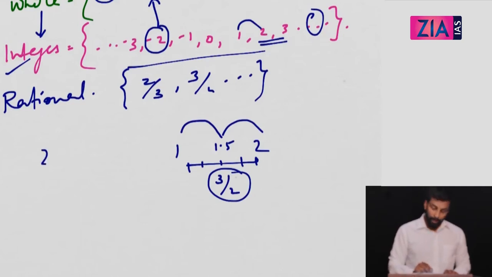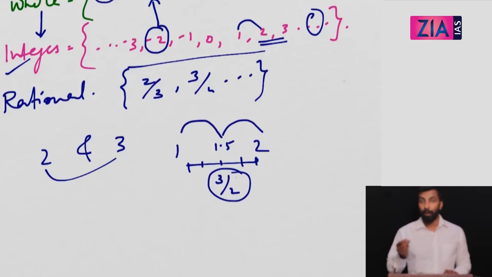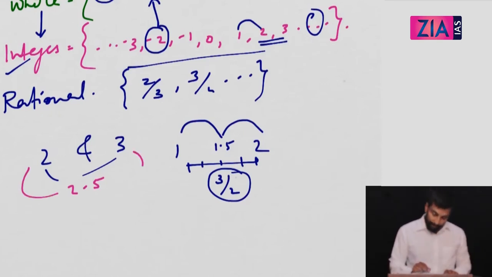Okay, so between 2 and 3, you take the average. So that is 2.5. That is actually 5 by 2, the midpoint. So between 2 and 3, the first midpoint is 2.5, 5 by 2. Then between 2 and 2.5, you can find the midpoint. Between 3 and 2.5, you can find the midpoint. And you can keep on finding the midpoint. So in each case, you are actually getting a rational number.